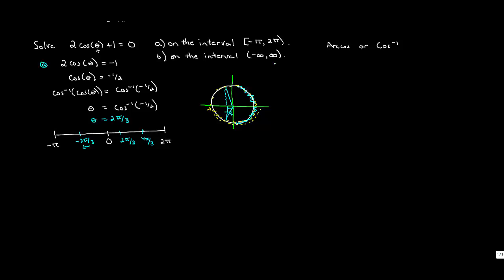Now let's look at part B. Part B asks over the entire interval from negative infinity to infinity. Well, how many answers are going to be in here? We had only 3 over this interval, but if we keep going in both directions, we're going to have an infinite amount of answers. How do we compute this?